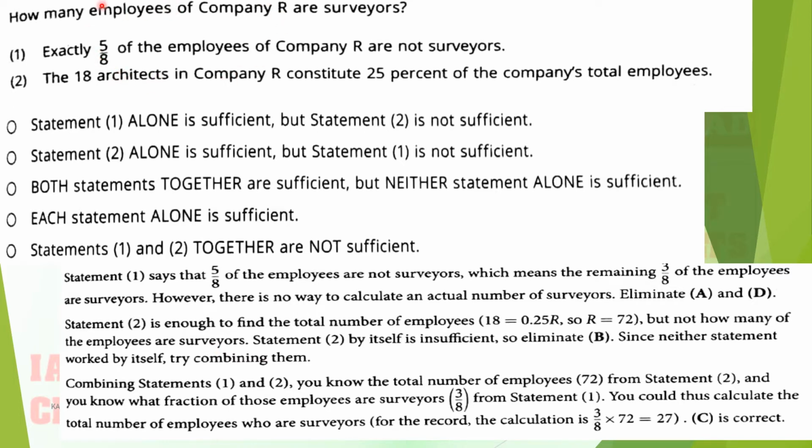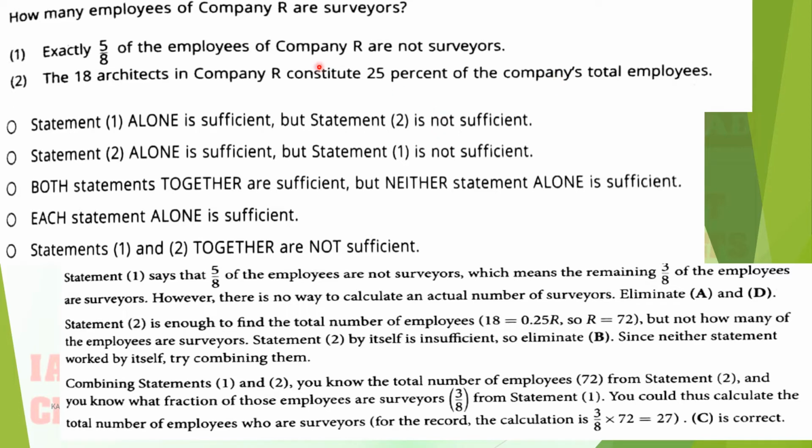Here we are asking: how many employees of company R are surveyors? So the first statement alone can't answer the question. Why? Because there you just get a fraction, but the total number of employees can't be found. From the second statement you can determine the total number of employees in the company with the help of 18 architects being 25% of the total. But the surveyor information is not provided in the second statement.